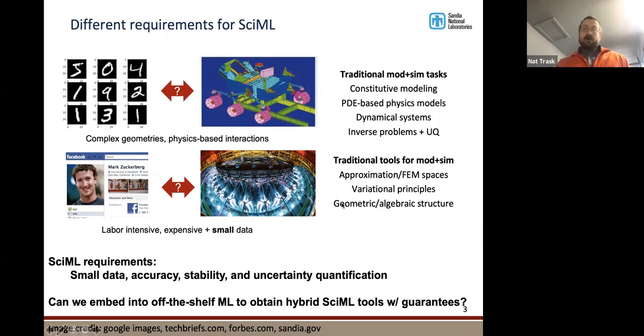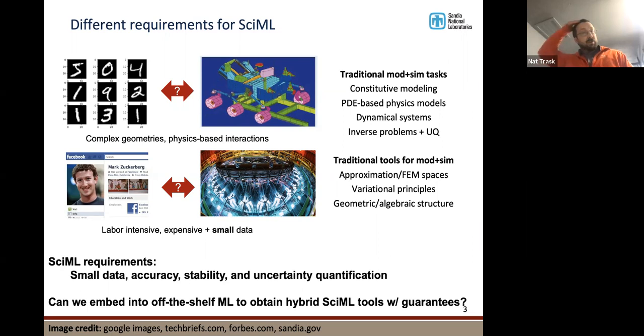And so for these traditional numerical simulation tasks, right, we want to do things like learn constitutive models, we want PDE-based physics models or dynamical systems, and so on. And we want to do things like inverse problems and uncertainty quantification for these engineered systems. And typically we have our own set of tools that are important, right? So we have things like finite element spaces or classical approximation theory.